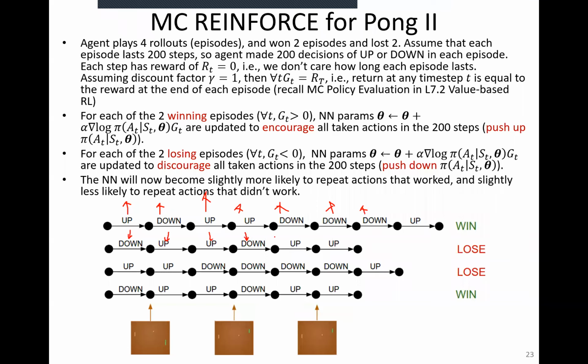So as you can see, we're not really doing credit assignment. We're pretty much saying that if you win an episode, all the actions are good. If you lose the episode, all the actions are bad. So obviously this is very simplistic, but if you average the result over millions of episodes, it actually turns out to be pretty good. So this is the case for R_t equals 0.